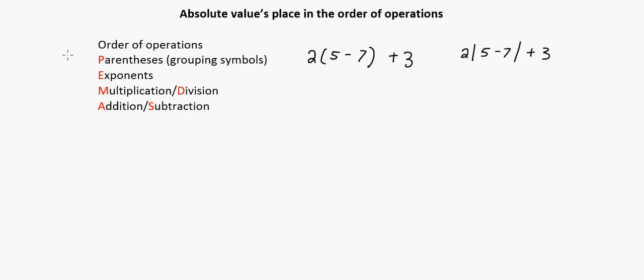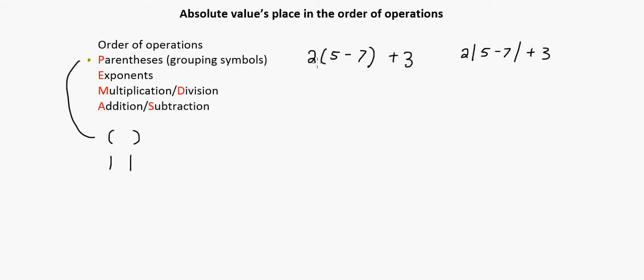And in fact, that's where the absolute value is going to go in our order of operations that we're familiar with, the PEMDAS: the parentheses, exponents, multiplication, division, addition, subtraction. The absolute value is a grouping symbol and belongs right here. You can see, very clearly, just by comparing the way these two symbols look, they almost look the same. The only difference is the parentheses are curves and the absolute value are two straight bars.